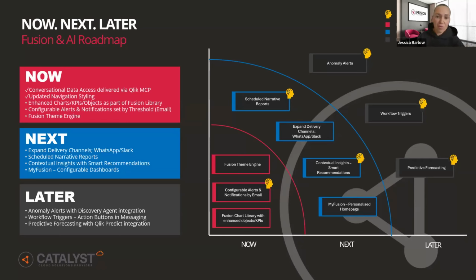We'll introduce configurable alerts and notifications via email. Set a threshold in the Fusion interface, and receive an email when it drops below, above, or equal to that threshold. That really is a big step because it moves people from passive viewing to being more informed when something actually needs attention, and it removes the reliance of having to log into a portal.